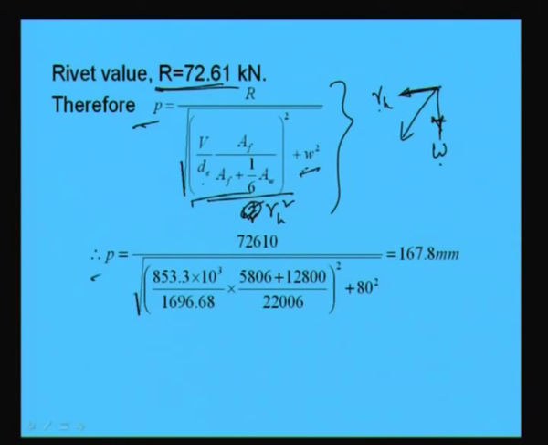So, P we can find out from this value, that is, R is 72.61 kilonewton rivet value. If we make it in Newton, this will become 72610 Newton, divided by V. V we have calculated as 853.3 kilonewton, so in Newton we are making it 853.3 into 10 cube Newton, right.